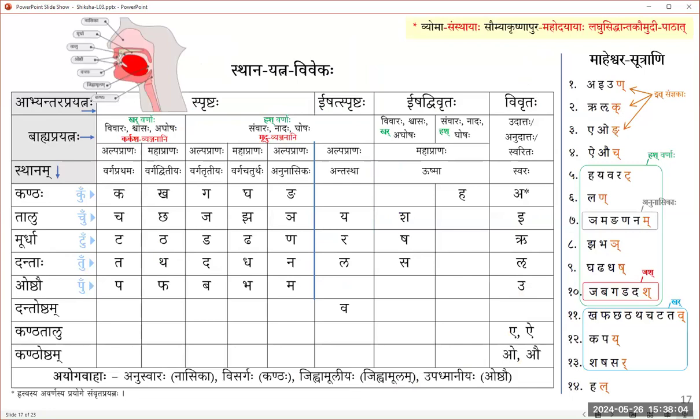Sir, Jhalam, Jashonte, Jashaha ante. Jash is again Jabagadadha, Jabagadadash. That's all. There is no further movement.